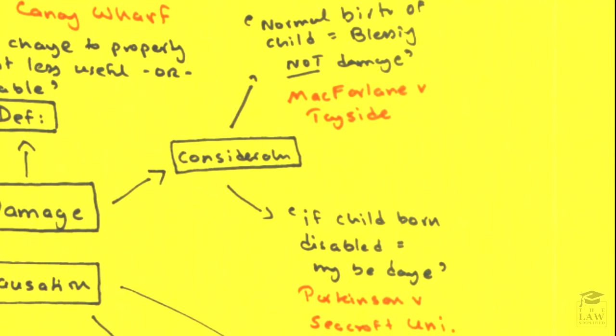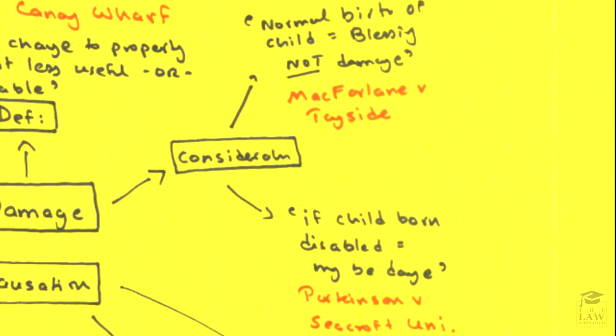For instance, in McFarlane and Tayside, a case that we looked at earlier, a normal birth of a child was considered a blessing and not a damage. However, in Parkinson and Seacroft University, we see that if a child was born with a disability, then there may be compensation provided in order to facilitate benefits in relation to medical care that the child might need. But all of this is on a case-by-case basis.